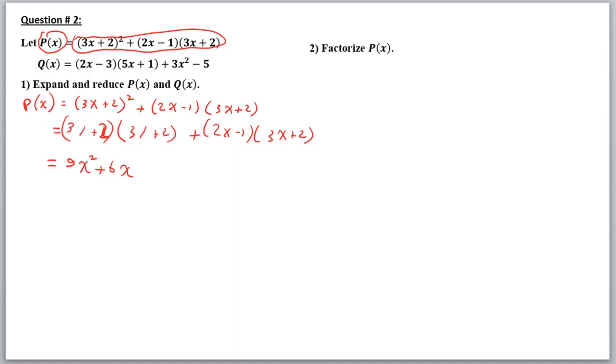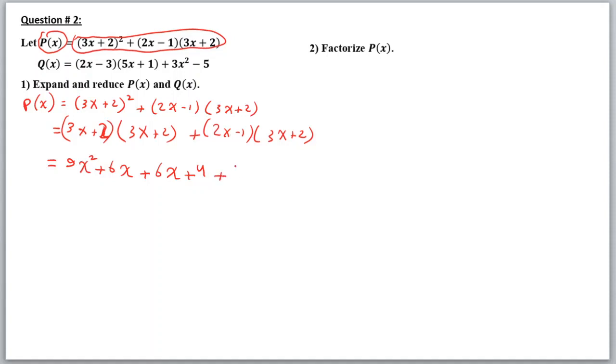Okay. So now 2 times 3x, again 6x. And 2 times 2 is 4. Till now, everything is good. Plus, I have plus here. So, plus 2 times x, or 2x times 3x.